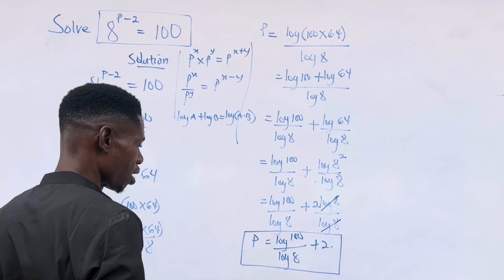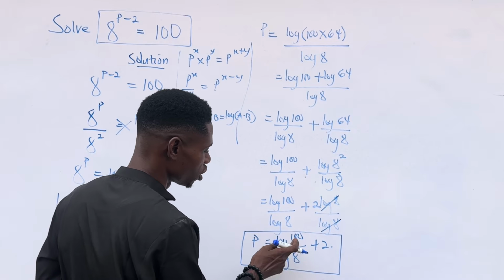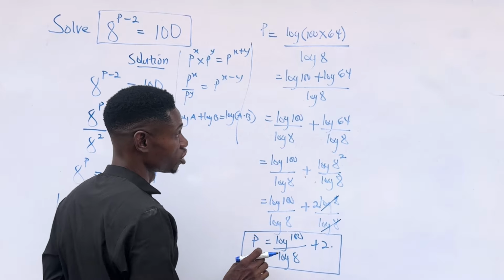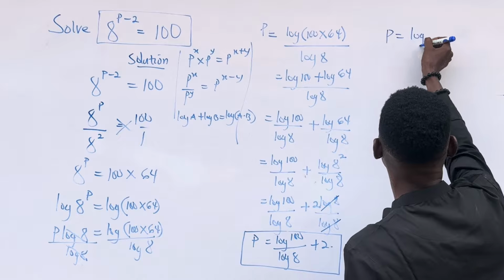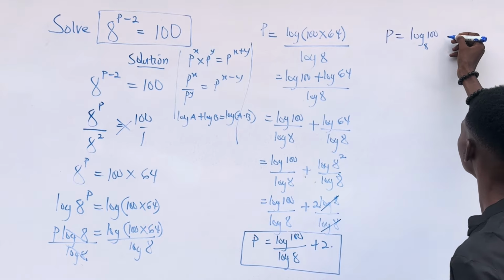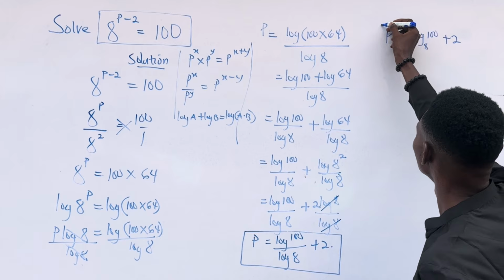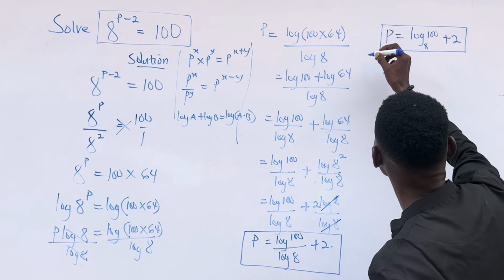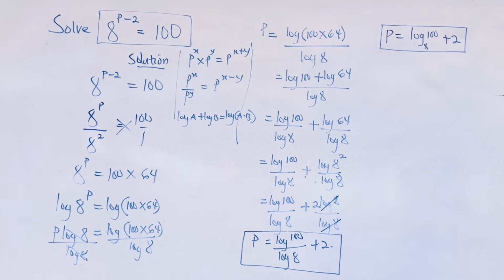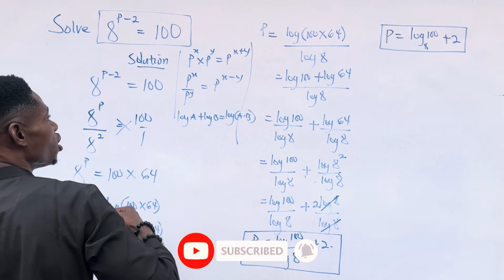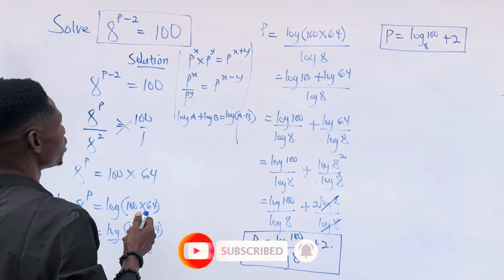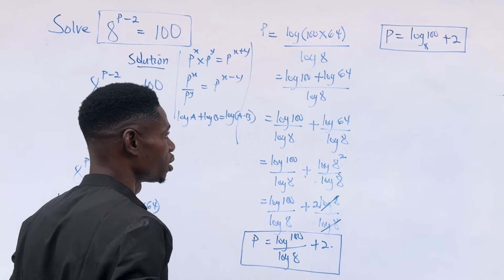From here, remember change of base. Based on change of base, we can arrange this as p equals log 100 base 8 plus 2. So this is going to be our answer. But now we have to check to see if this answer is actually correct, when we replace it with p here, it will give us 100. So let's replace this p on our left hand side and see if it gives us 100. So let's go.